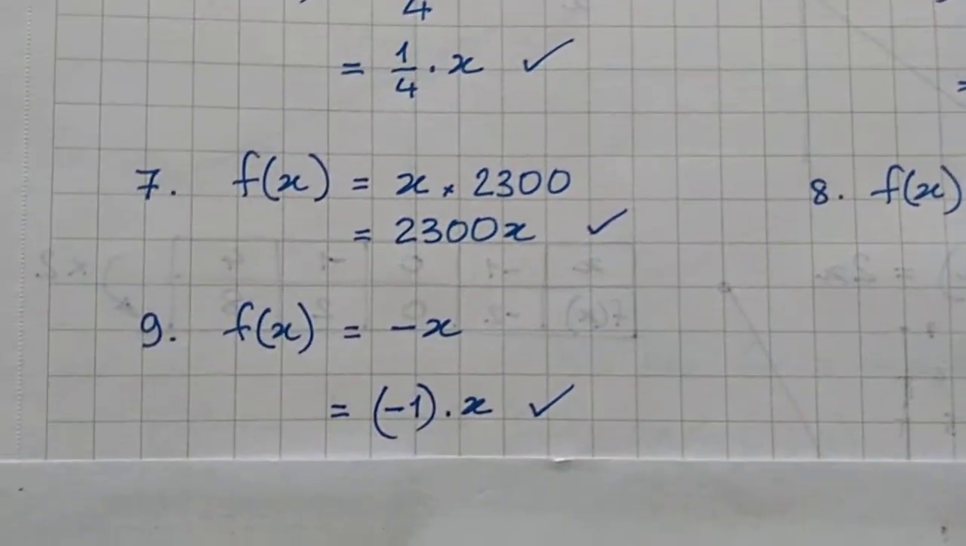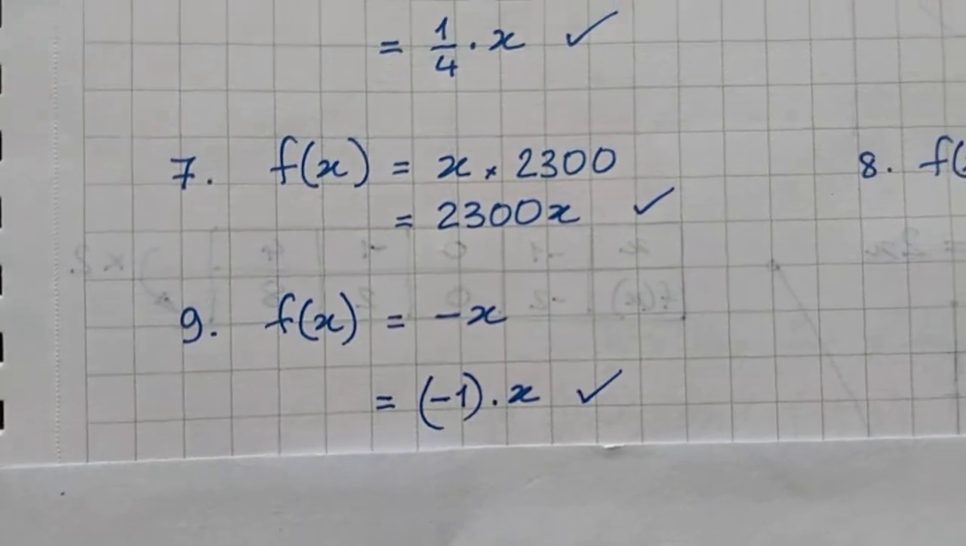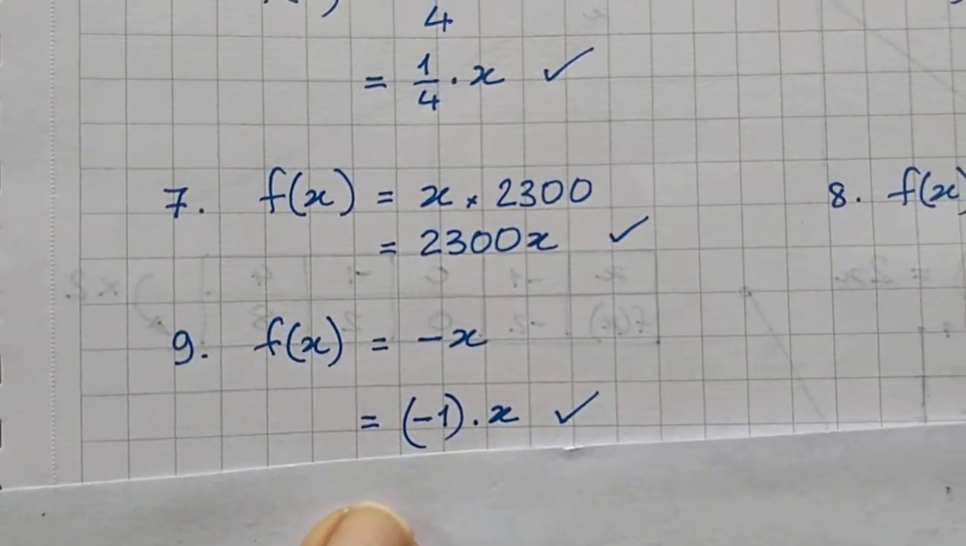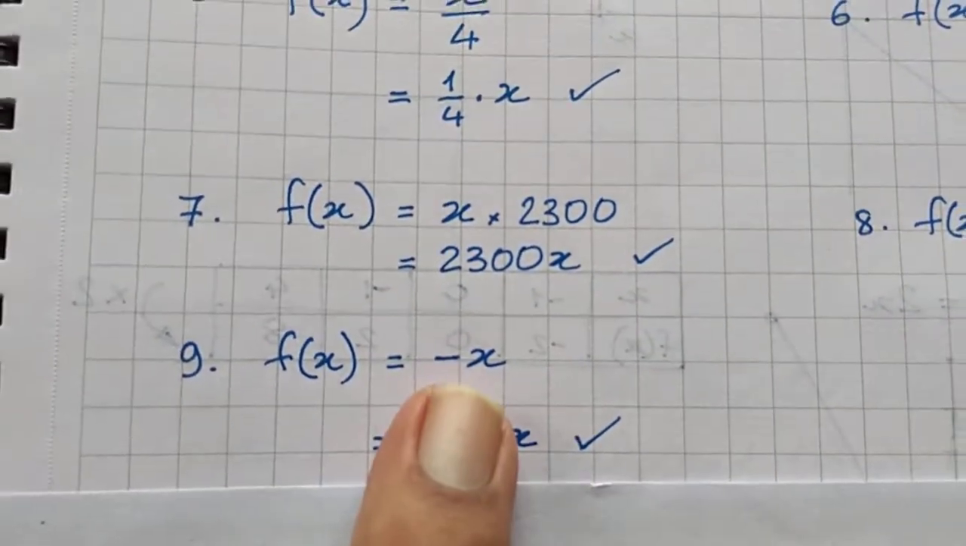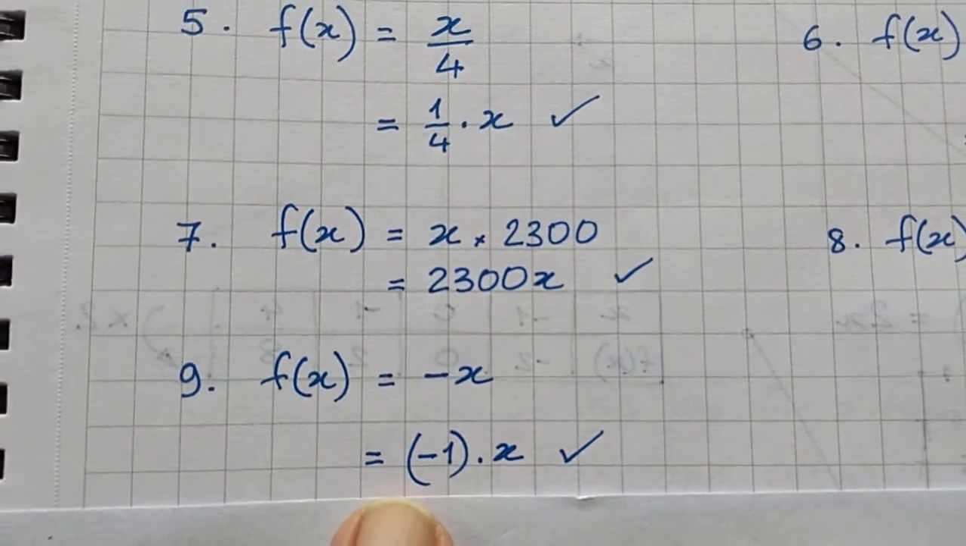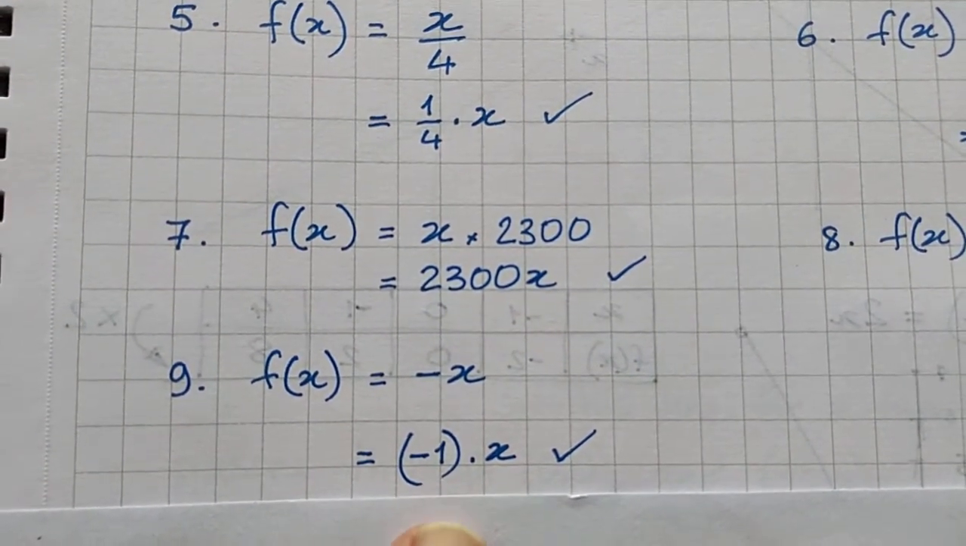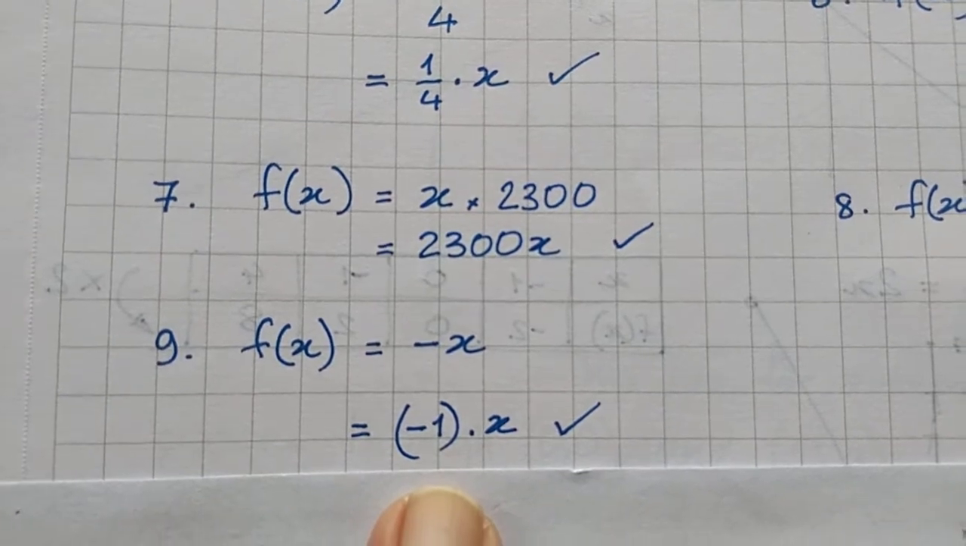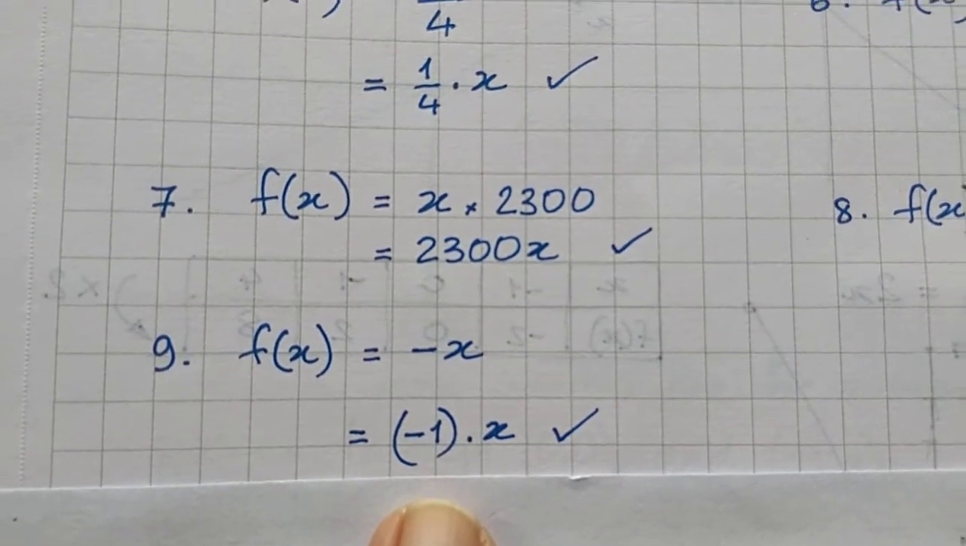Number 9, which none of you got right, I'm a little disappointed in that, was f of x is equal to minus x. It is a linear function because it is equal to minus 1 into x. A is, in this case, equal to minus 1.